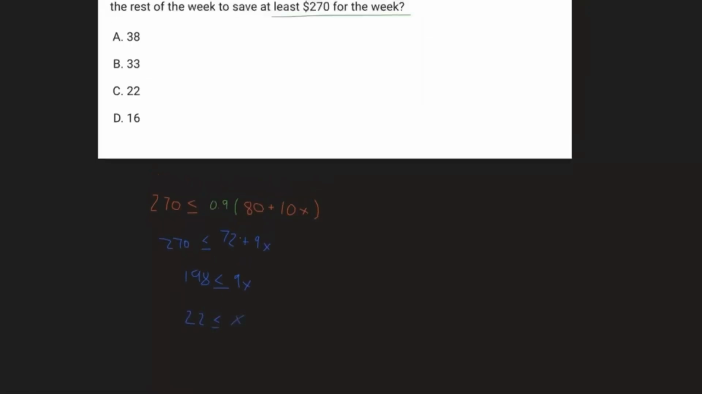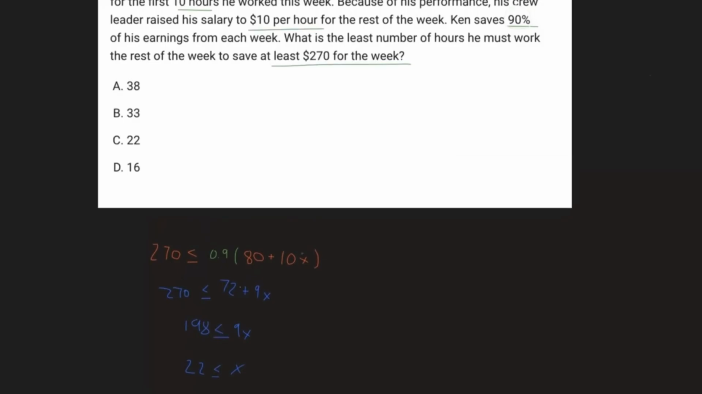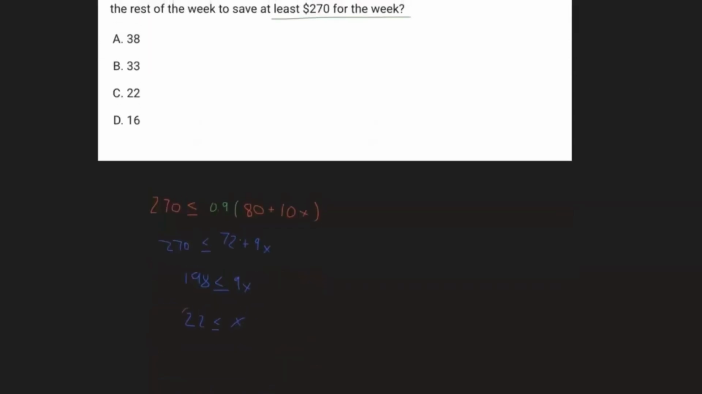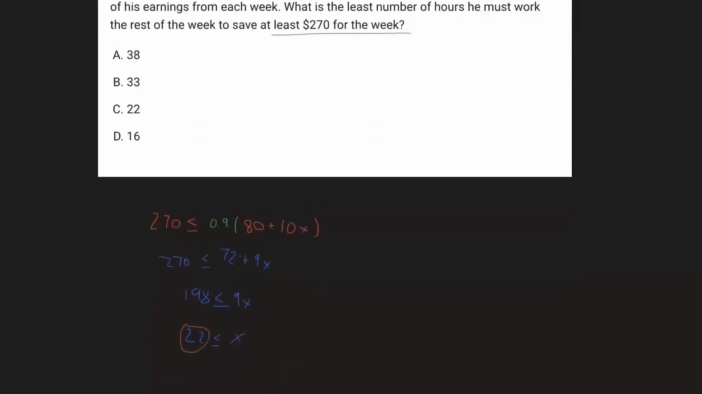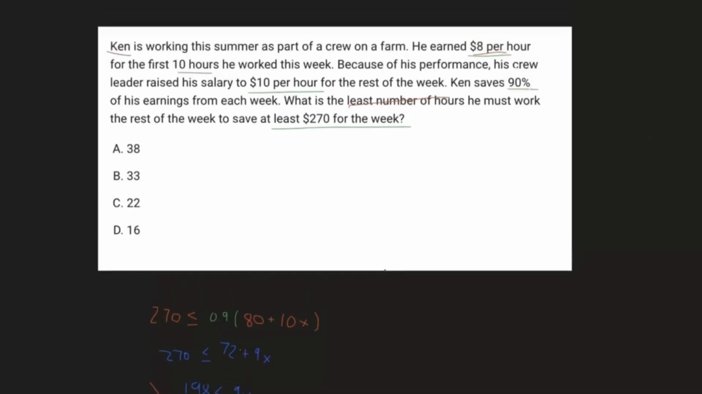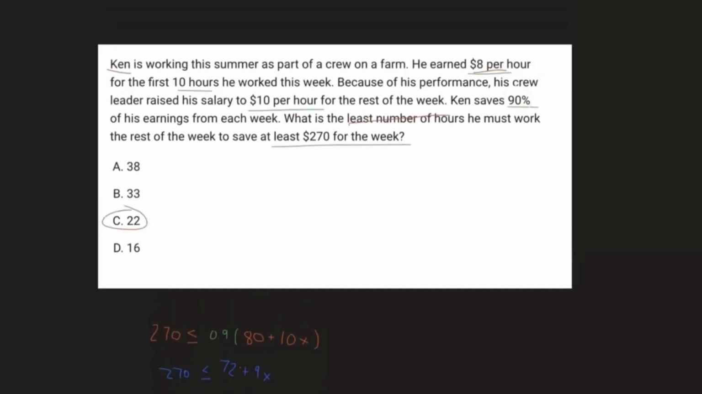All right, so what does this represent? Well, this means that in order to save at least $270, Ken will have to work at least 22 hours. But this also means that if he works greater than 22 hours, he'll save more than $270. But we just want to find the number of hours that it'll take him to save at least 270, working the least number of hours. And the least number of hours in our case is right here, 22 hours, because that's the minimum that he has to work. And therefore, our answer choice is going to be C.